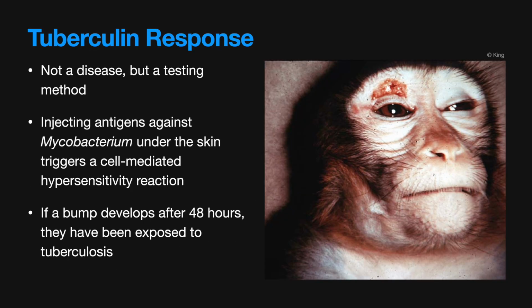We can actually utilize this type of hypersensitivity reaction to diagnose prior tuberculosis exposures. To do this, we inject antigens against Mycobacterium under the skin to see if it triggers a cell-mediated hypersensitivity reaction. If a bump develops in that area after 48 hours, then the animal must have been previously exposed to tuberculosis.